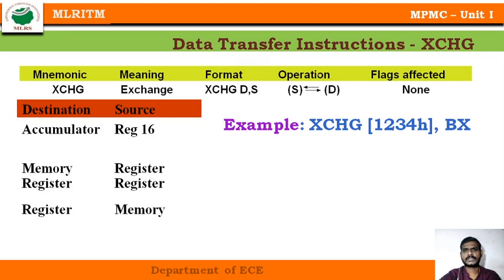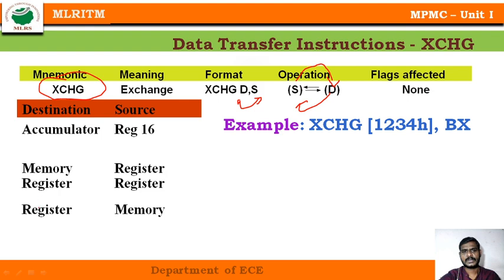So the next instruction is called exchange. When I say exchange, it means that it will transmit or exchange the information from source to destination. The mnemonic for exchange is XCHG. The format is a source and a destination. Two operands must be there, and the information is transmitted, or swapping can be done, between source and destination.